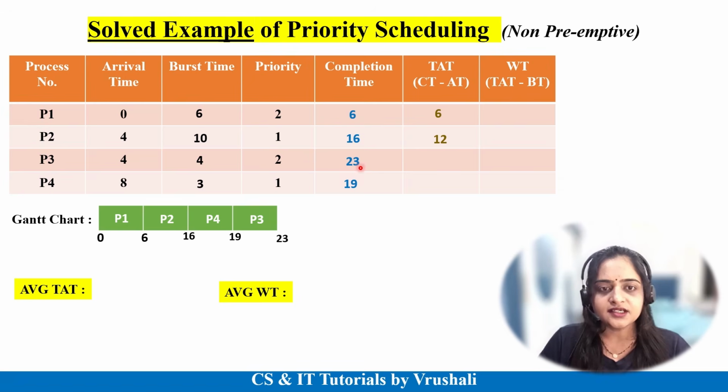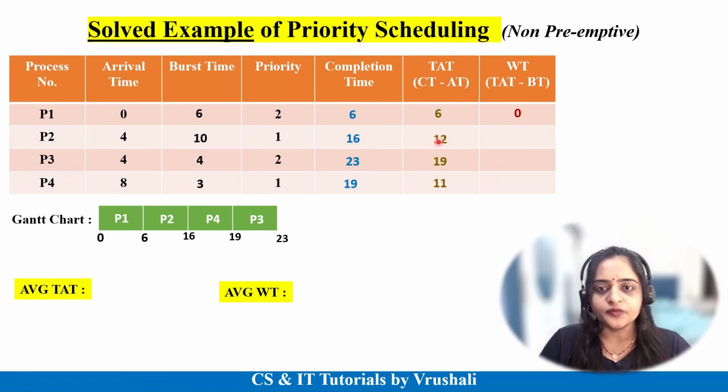P3 process completion time is 23, arrival time is 4. Means its turnaround time is 19. Again, P4 process completion time is 19, arrival time is 8. So 19 minus 8 equals 11. Next, to find out the waiting time, the formula is turnaround time minus burst time. See, turnaround time is 6, burst time is 6. So 6 minus 6 equals 0. Means its waiting time is 0.